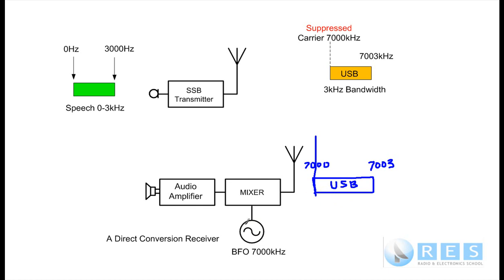So if we put a 7,000 kilohertz signal into this mixer and we mix it with 7,000, so the bottom part of the upper sideband signal will mix with 7,000. What's the difference between 7,000 and 7,000? It's 0. What's the difference between 7,003 kilohertz and 7,000 kilohertz? It's 3 kilohertz.